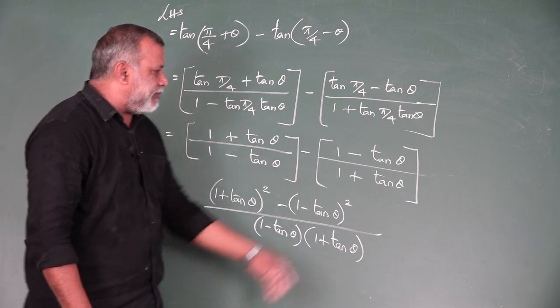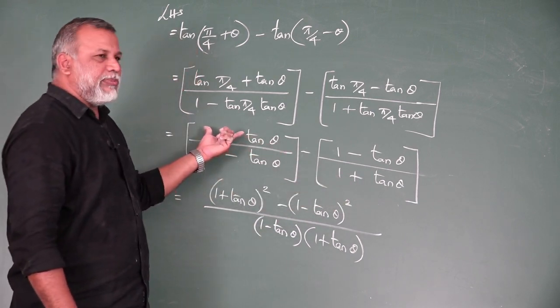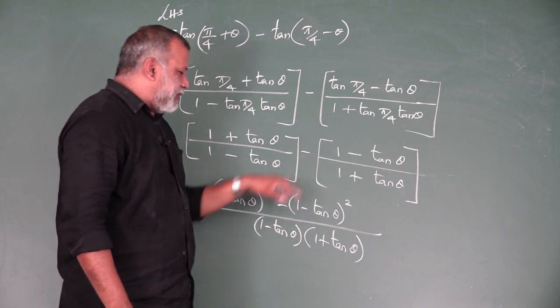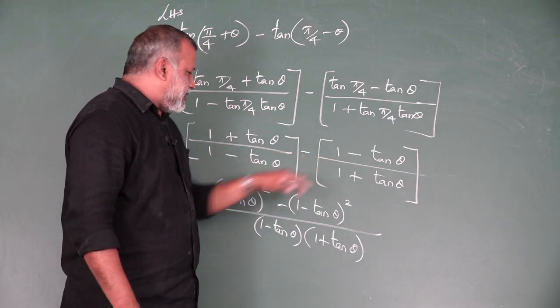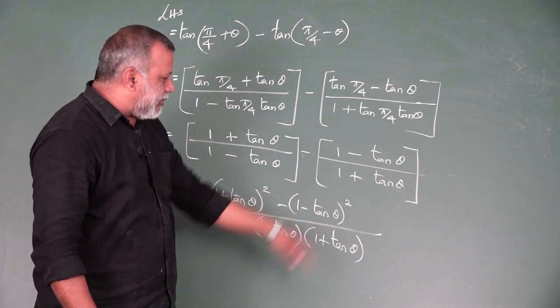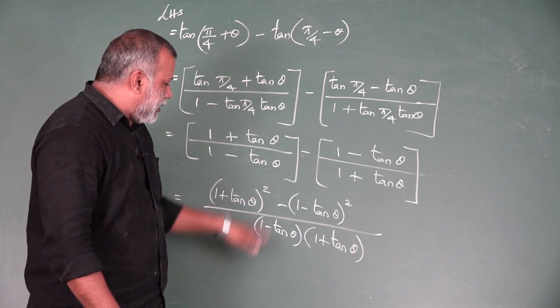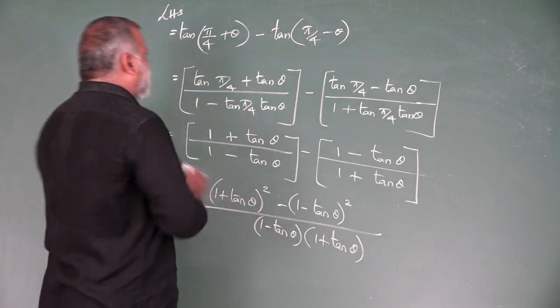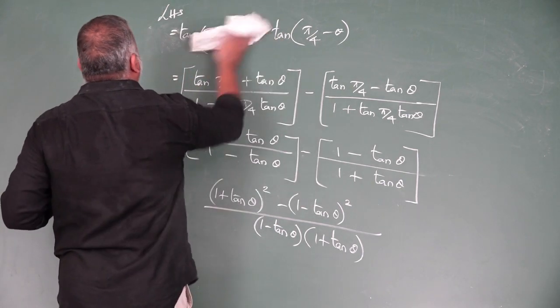If you are taking LCM, 1 plus tan theta multiplied with 1 plus tan theta, we get 1 plus tan theta the whole square. In between you get a negative symbol. Here, 1 minus tan theta multiplied with 1 minus tan theta gives 1 minus tan theta the whole square. The denominator is 1 minus tan theta times 1 plus tan theta. Now we have to simplify the numerator.